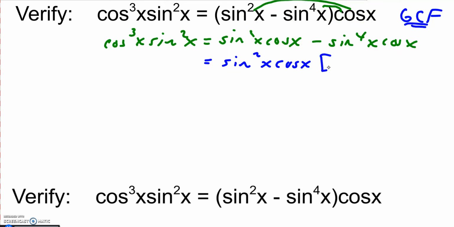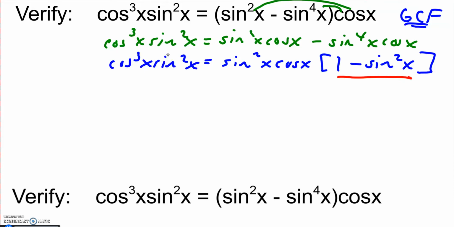Here's why it's useful though. If I take sine squared out of sine squared, that divides to be 1. Cosine out of cosine, that divides to be 1. So this just becomes 1 minus. If I take a sine squared out of sine to the fourth, I'm left with sine squared x. Cosine out of cosine is gone. So this side ends up, after you take out a GCF, giving me an identity here. But first, I'm going to leave this side alone.